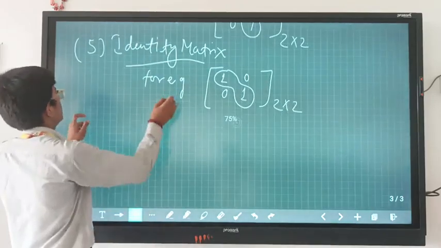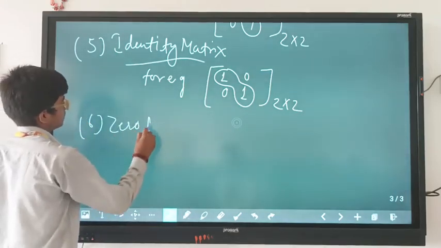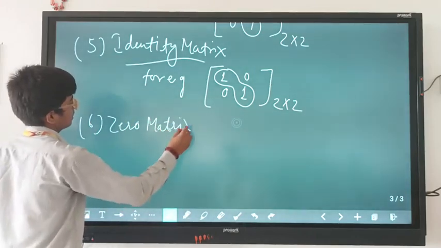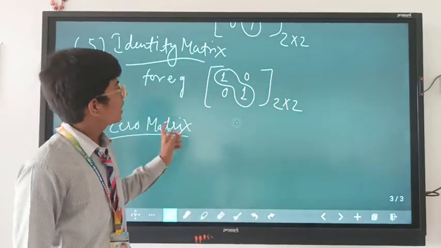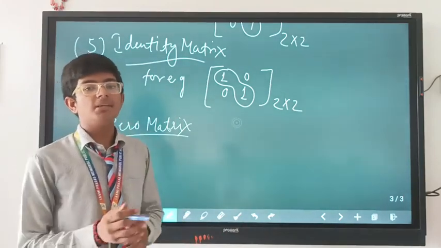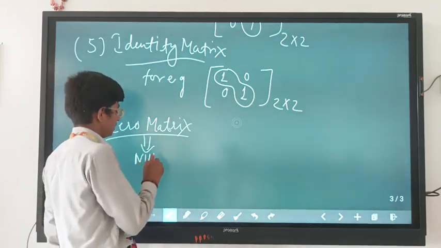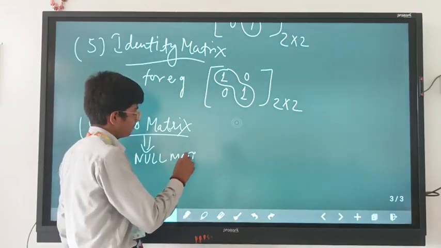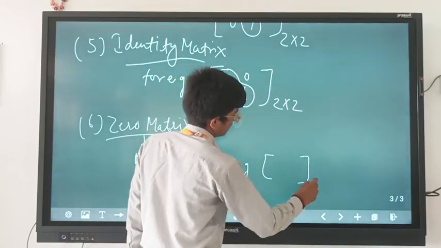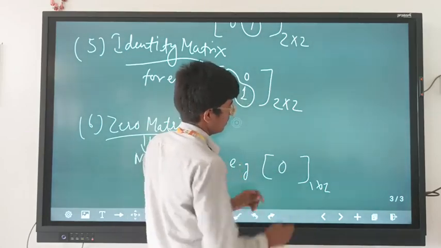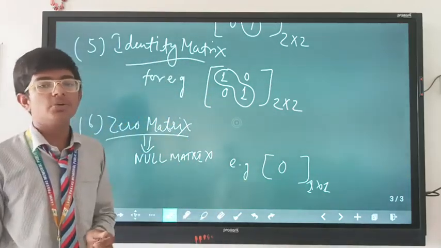Moving ahead, our last one, the zero matrix. If a matrix contains only 0 as its elements, then it is called a zero matrix, also known as a null matrix. For example, if there is a matrix of 1 cross 1 having the element 0, then it is called a zero matrix.